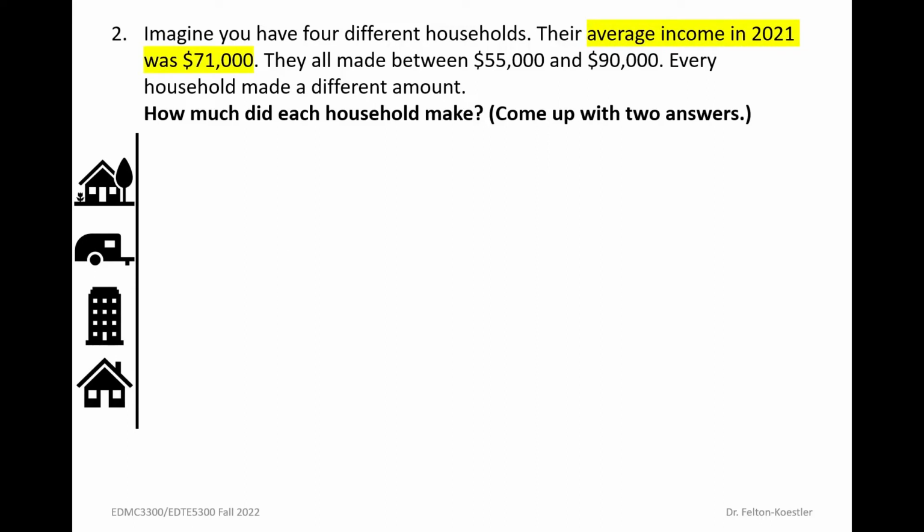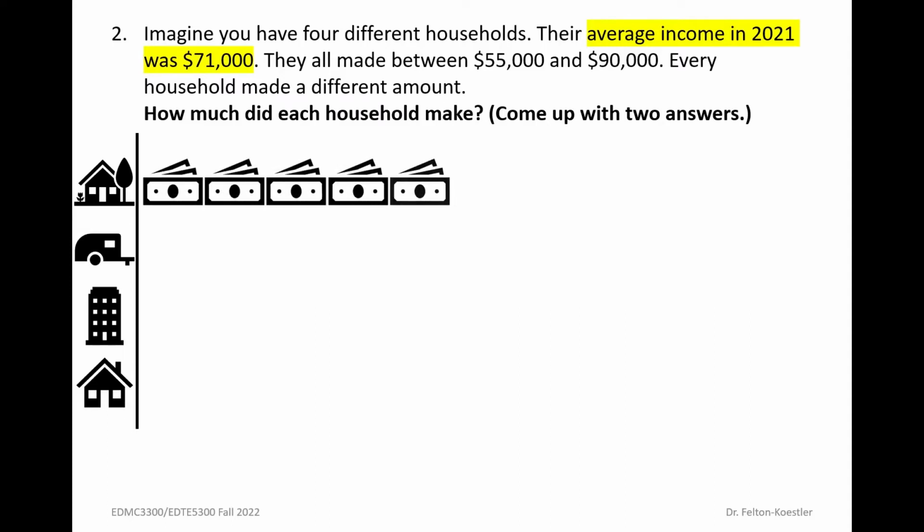All right, so I would put my 4 households over here. The average income in 2021 was $71,000. So if I think of the mean as a fair share, I can imagine that they all made that much. So this household is going to make $10,000, $20,000, $30,000, $40,000, $50,000, $60,000, $70,000, $1,000.